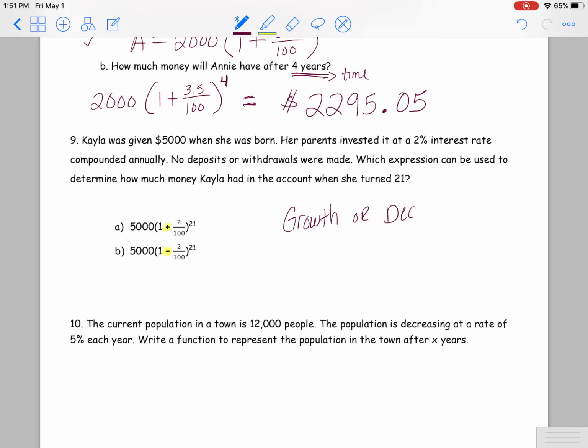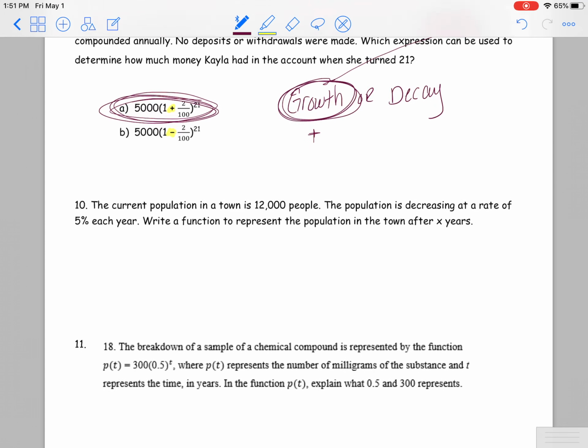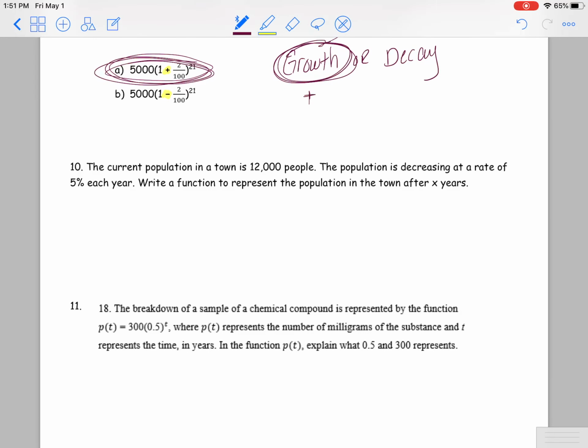So is this a growth or a decay function situation? Well, again, we're talking about interest. Interest is always growth. So growth must mean we have to use the plus. So A would be our answer.